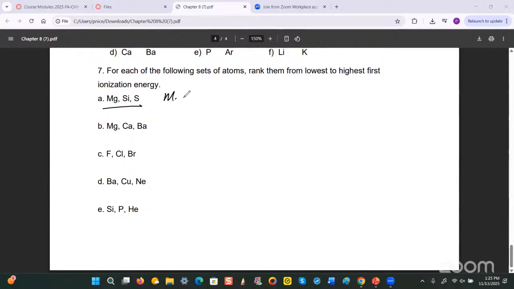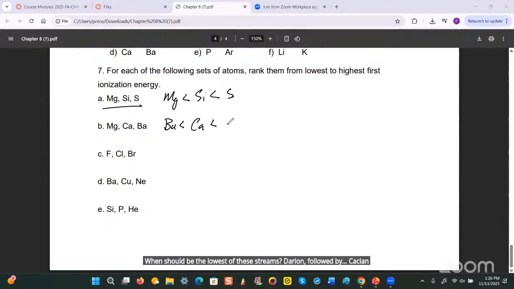Magnesium, followed by silicon, and then sulfur. All right. What about B? Which would be the lowest of these 3? Barium, followed by calcium, followed by magnesium. Okay, what about C?